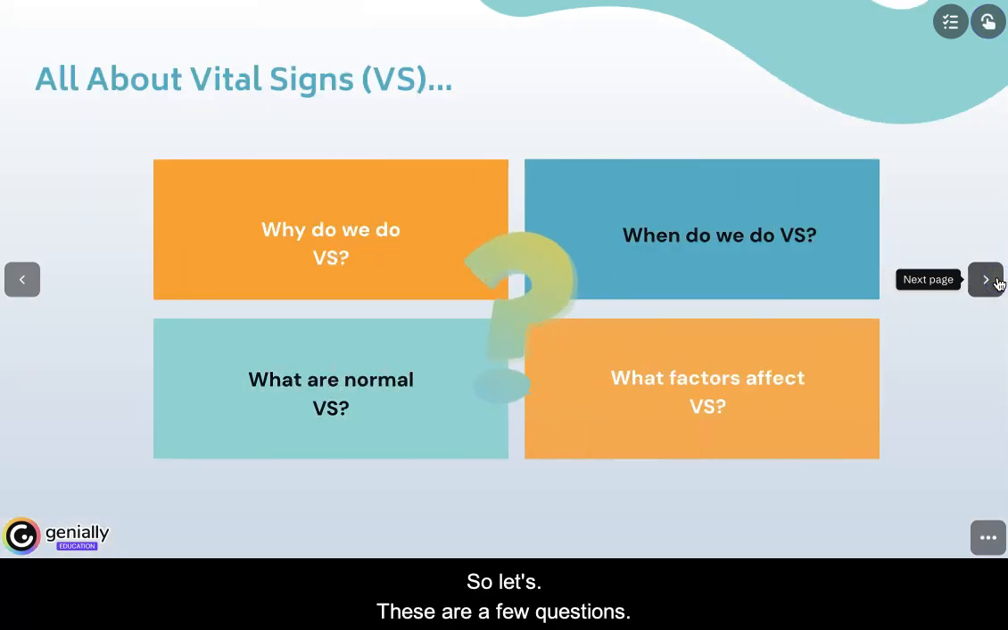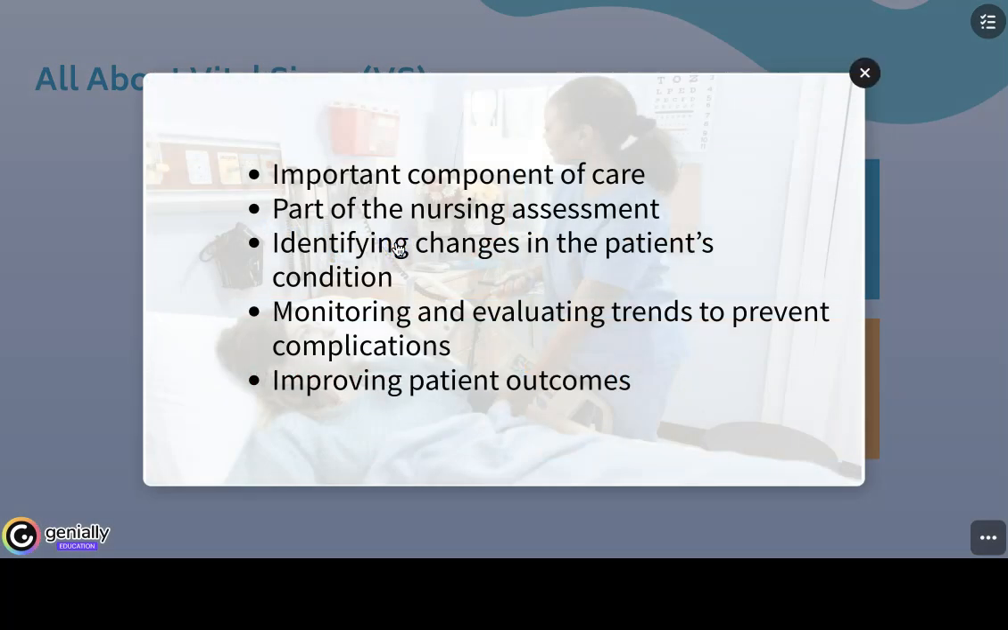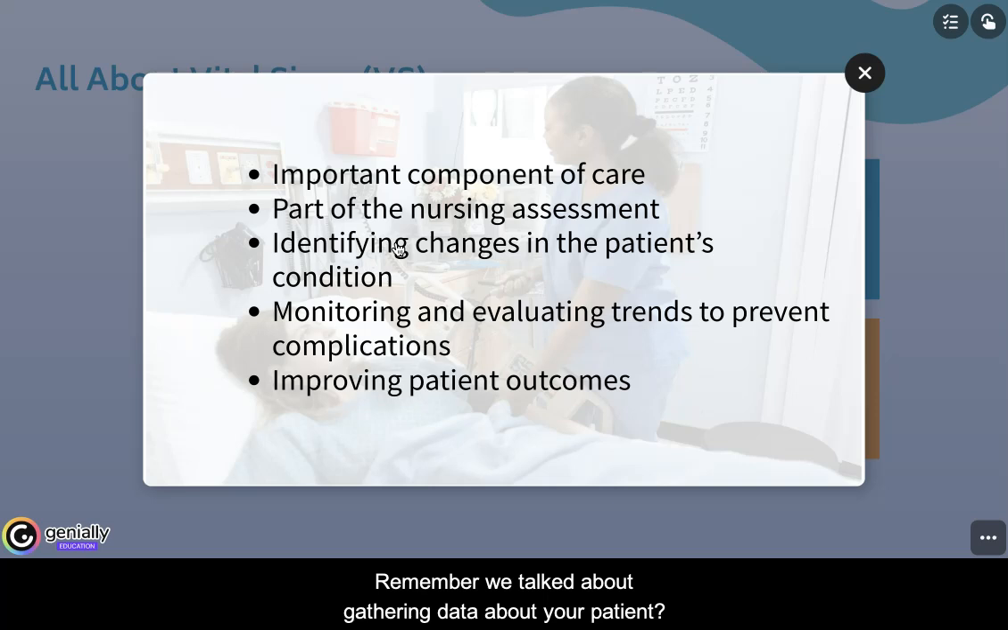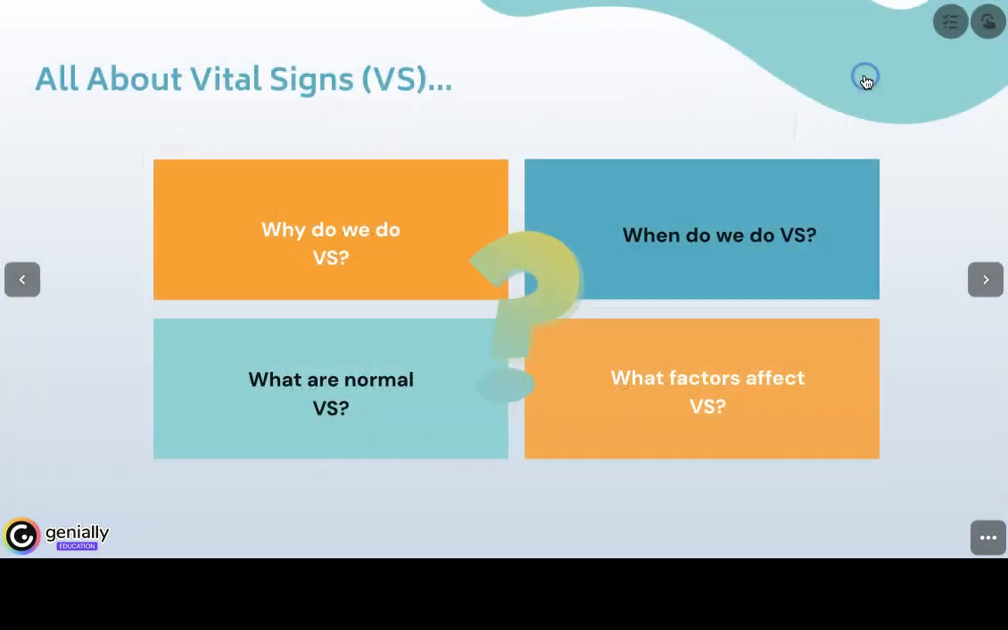So these are a few questions. Why do we do vital signs? Because they're an important component of care. They're part of our nursing assessment. Remember, we talked about gathering data about your patient. These are important also to identify changes in your patient's condition. They help to monitor and evaluate trends to prevent any complications. And they improve patient outcomes because we're monitoring and frequently checking for changes of status.